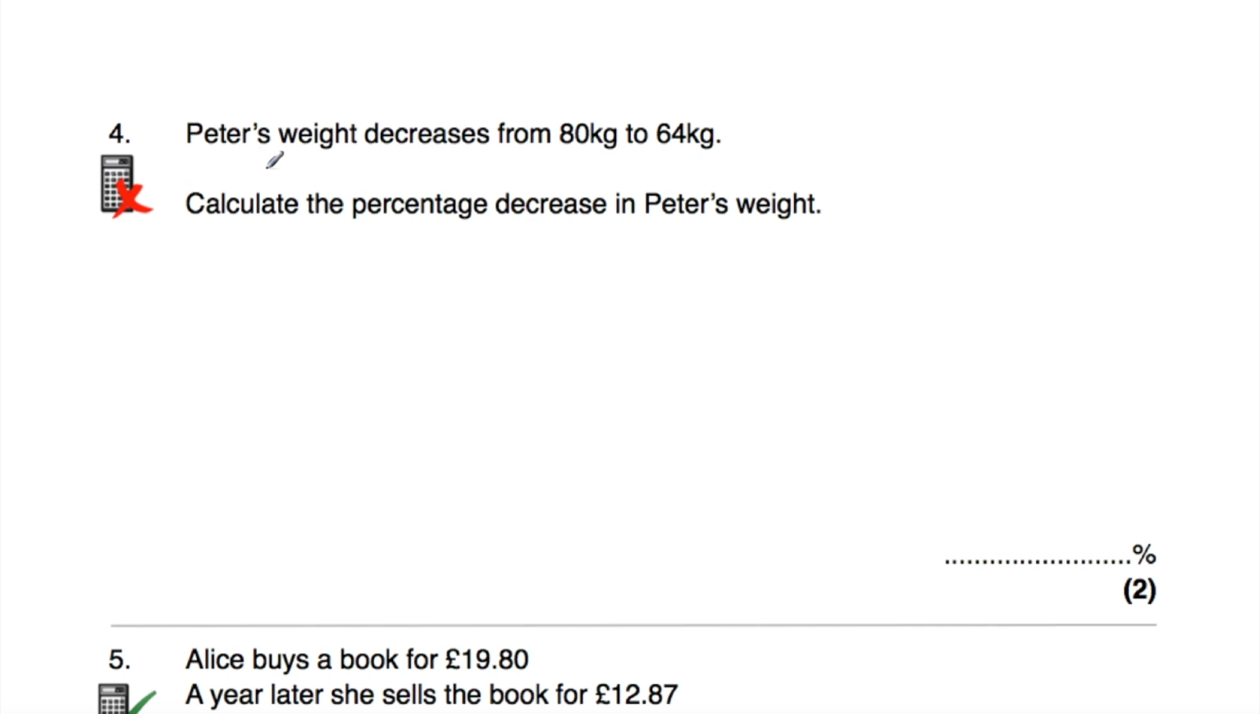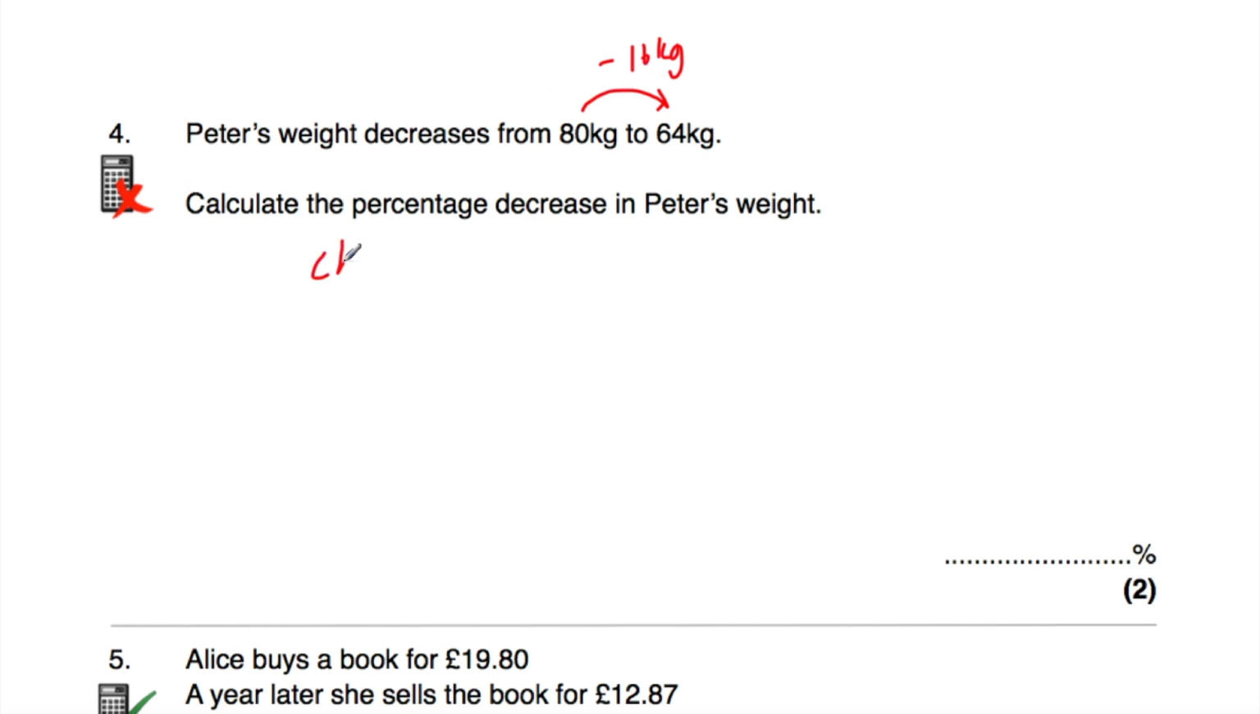So question number 4 says, Peter's weight decreases from 80 kilograms to 64 kilograms. Calculate the percentage decrease in Peter's weight, or Peter's mass. So the percentage decrease in his weight. So his weight originally was 80 kilograms, and it's gone down to 64 kilograms. So what's the change? Now, this is a non-calculator question. So the change to get from 80 down to 64, it's going to go down by 16 kilograms. It's a decrease of 16 kilograms. So the change is 16.